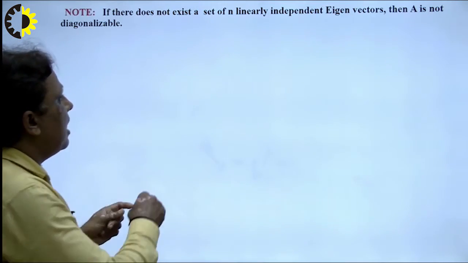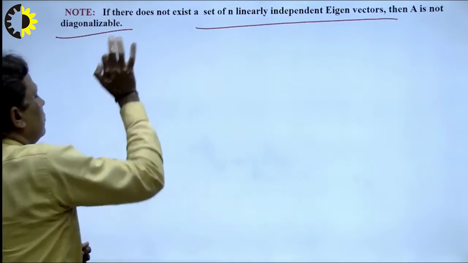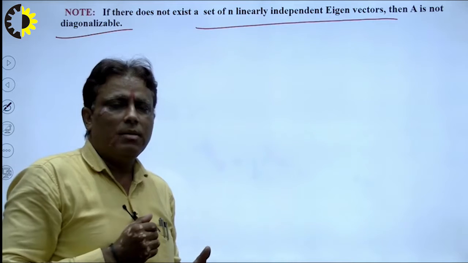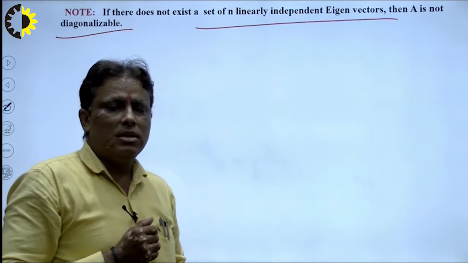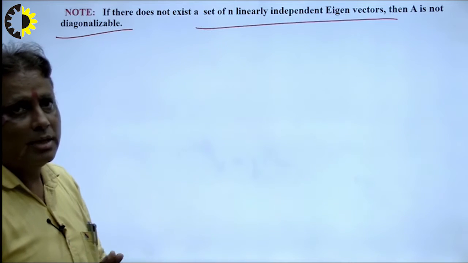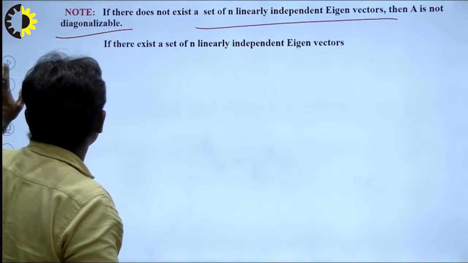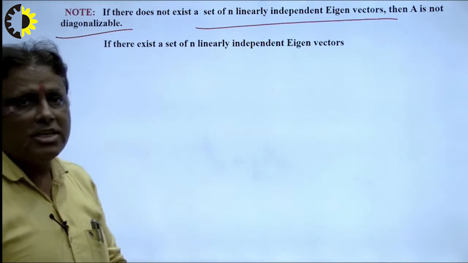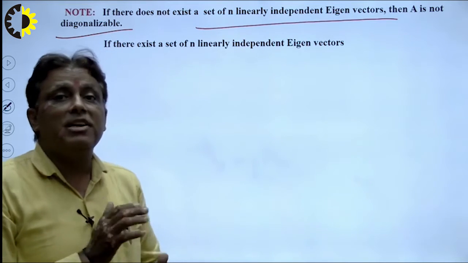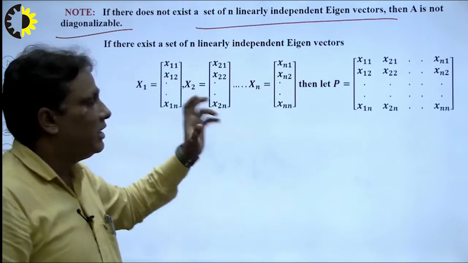Now, if there are not n linear independent eigenvectors, then A is not diagonalizable. Suppose I have a matrix where the eigenvalue exists, 1, 1, 1, but only one eigenvector exists. That means it is not diagonalizable. In this case, how do we solve the diagonalization? If there exists a set of n linear independent vectors, then we can say the given matrix will be diagonalizable.